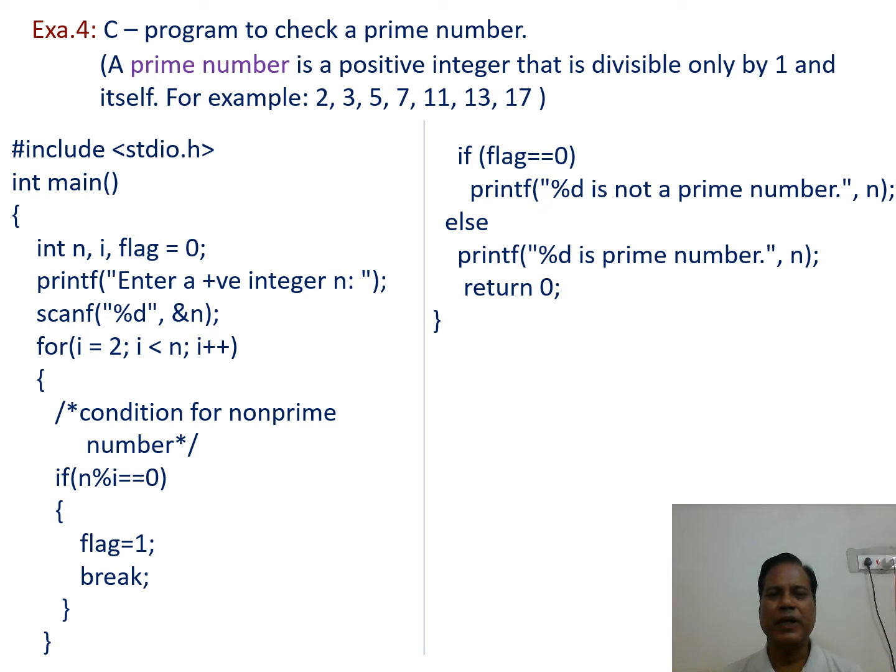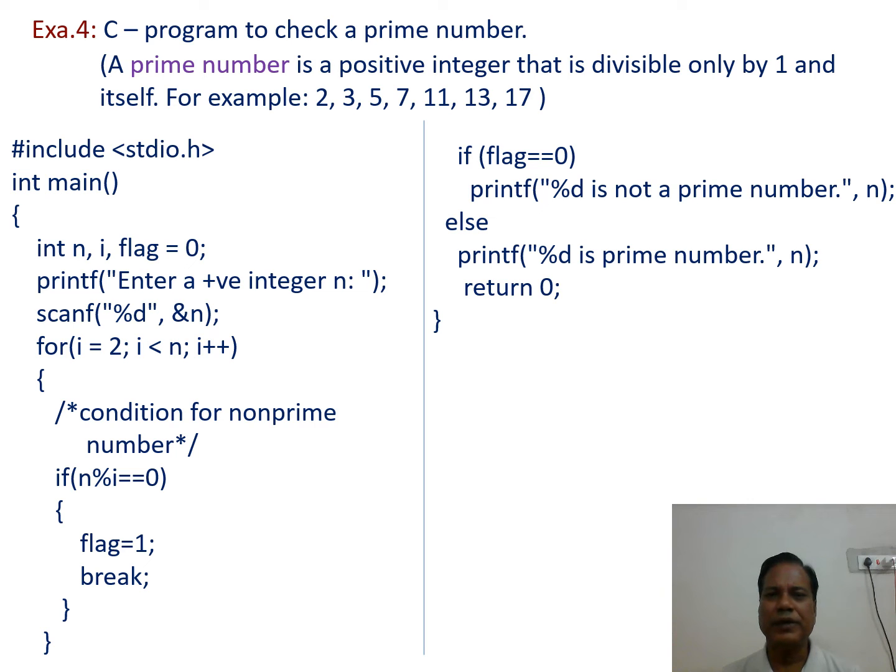Then using the printf statement, "Enter a positive integer n:" is printed. This statement prints the message on the output screen. And when the user enters any number, that is taken in by the next statement, the scanf function, and stored in the variable n.